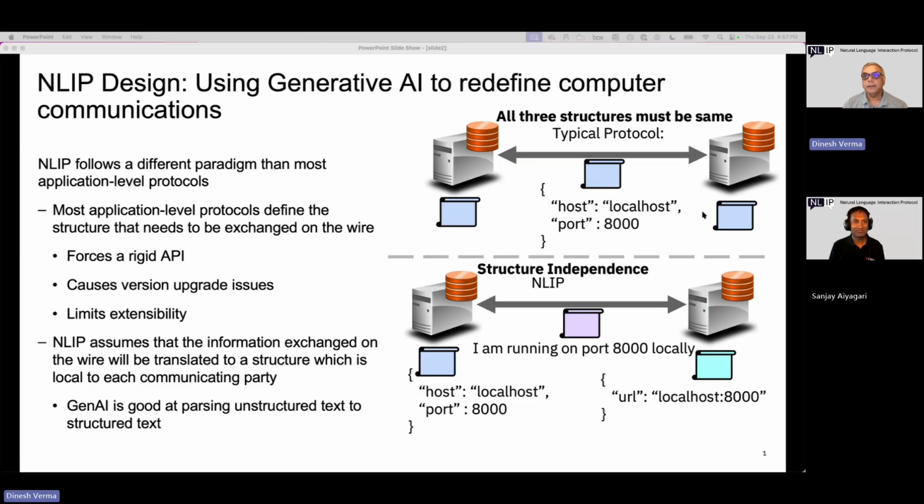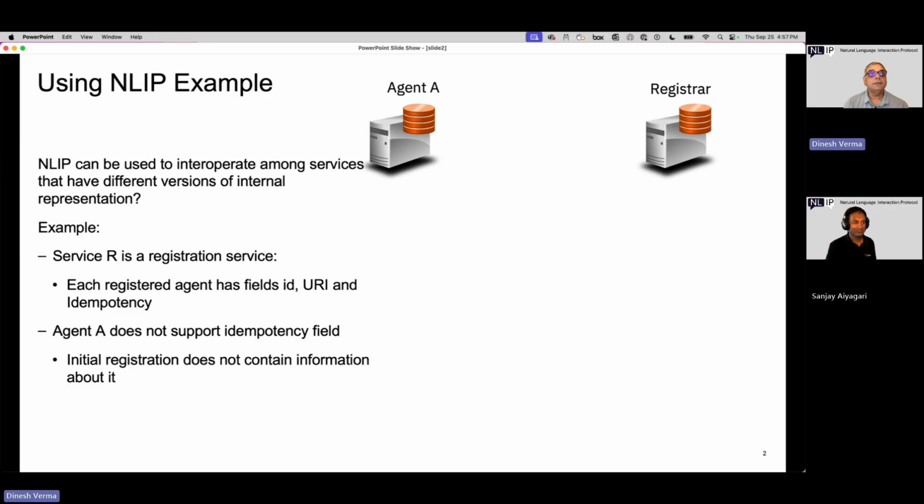In NLIP, what we are doing is we are allowing the client and the server side to have their own internal representation. They could store the same information in their own internal private format. And on the wire, they would convert it to natural language text, and each side will be able to convert the natural language text to their own internal representation. LLMs are especially good at that. This can allow interoperability between services with different versions.